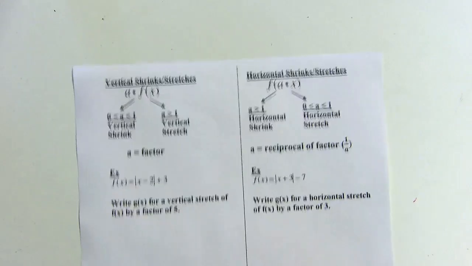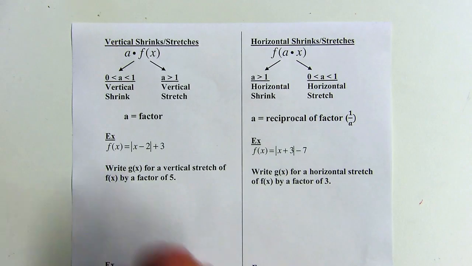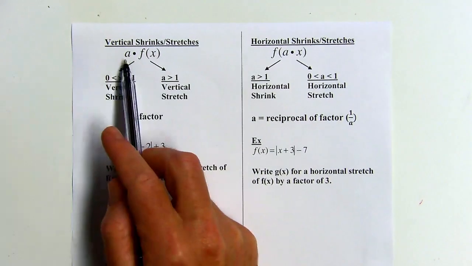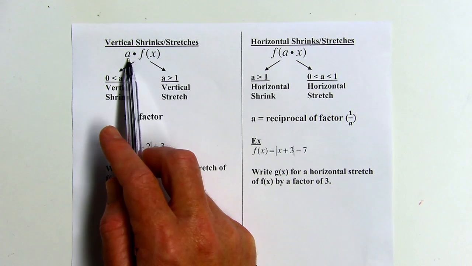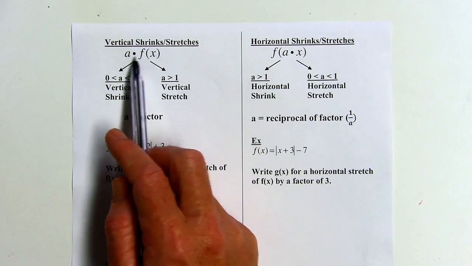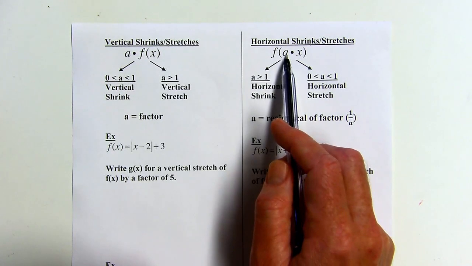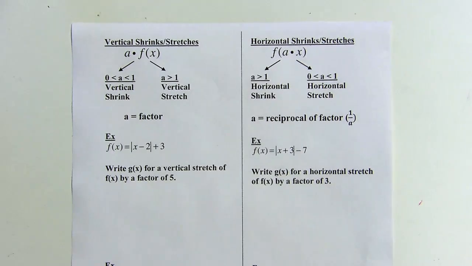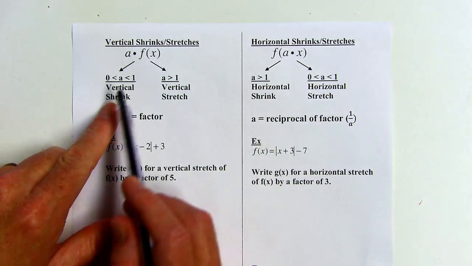Okay, so let's look at the equation side of things first. Not going to do any graphing on this page. So vertical changes is when we're multiplying the output. So with this a value, we're going to be multiplying the whole function, all of f of x, by something. Where with the horizontal changes, we're just multiplying the input, right? Okay, and then you can tell if it's a stretch or shrink based on the value of a.